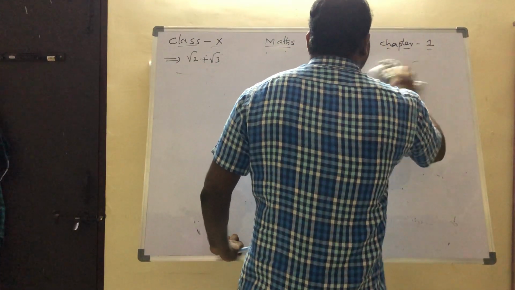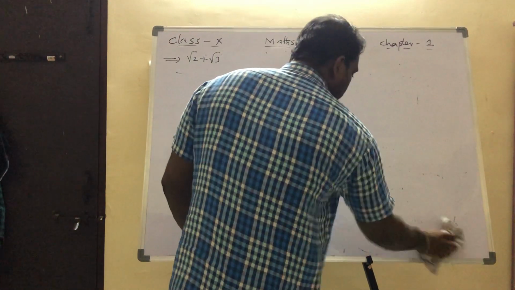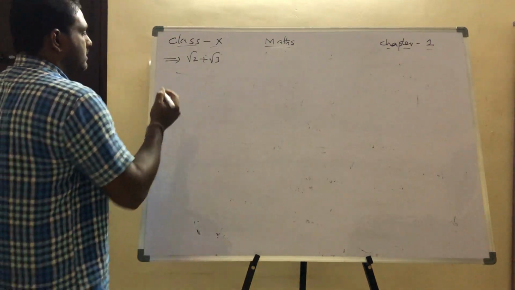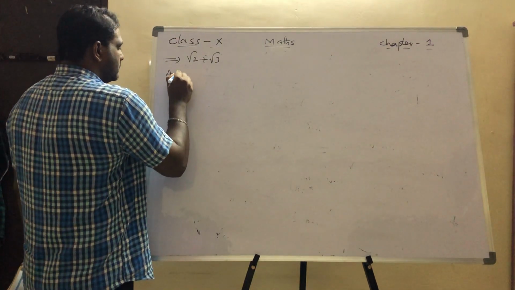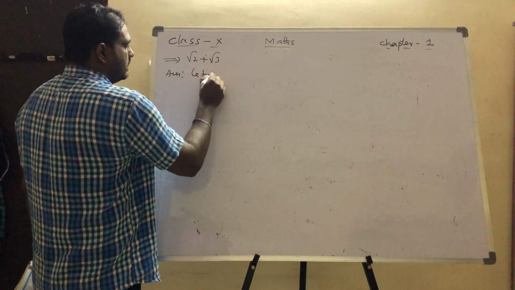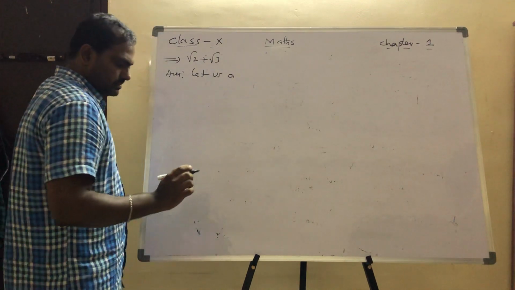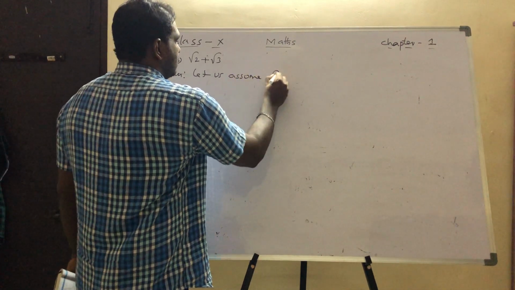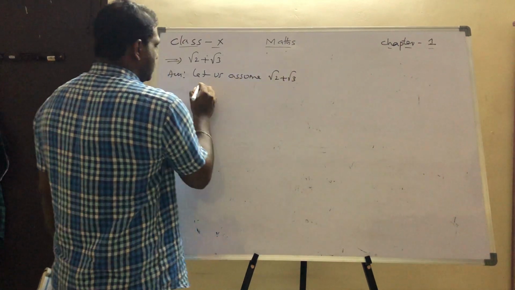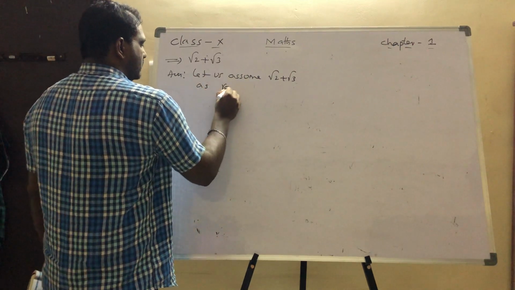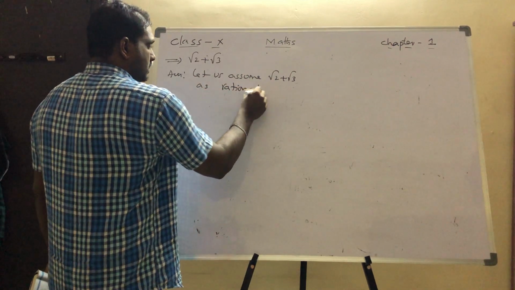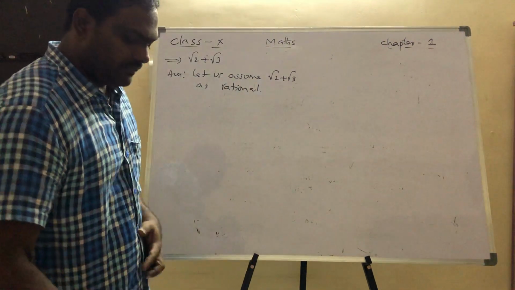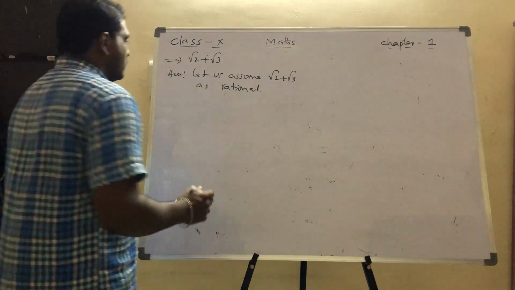In this case, the assumption is the same. What do we have to assume first? Let us suppose, the same point. Answer: let us assume root 2 plus root 3 is a rational number. We are assuming root 2 plus root 3 as a rational number. So therefore, what do we have to write? Root 2 plus root 3.